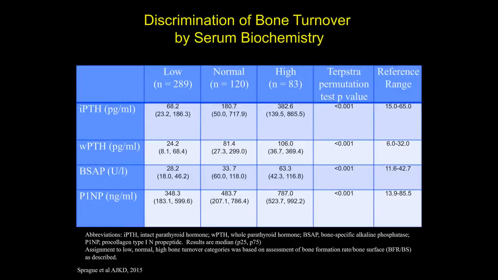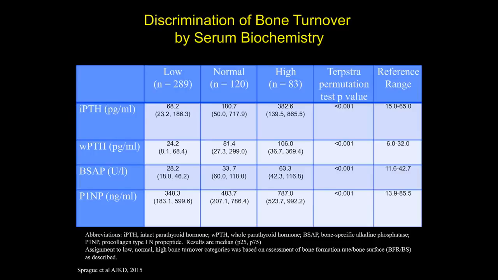If we wanted to use PTH, again, by these different assays to discriminate low from normal to high bone turnover, again, looking at populations, it does look like we get a statistically significant difference between low, normal, and high using either the intact or the whole, as well as using bone-specific alkaline phosphatase or telopeptides.